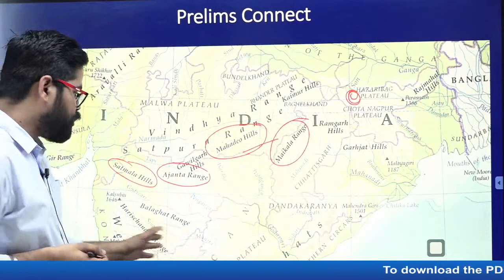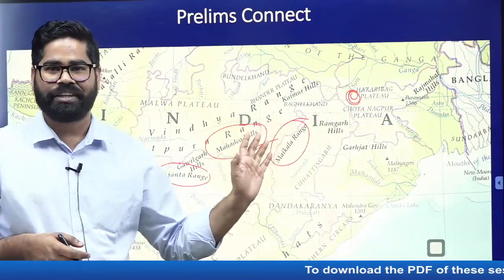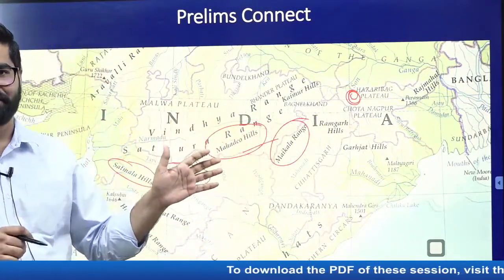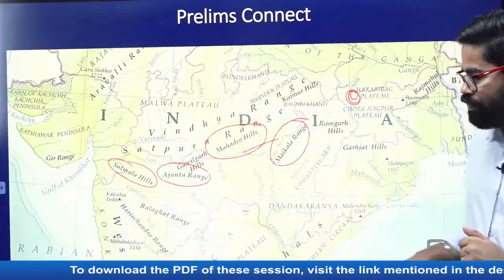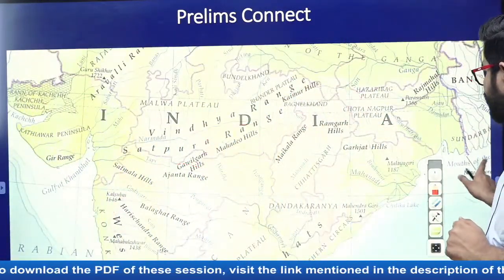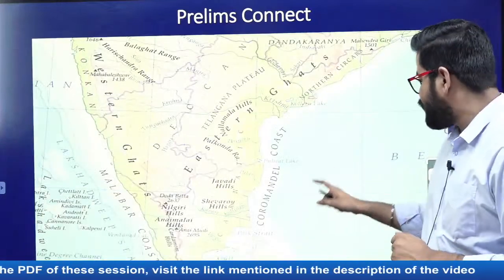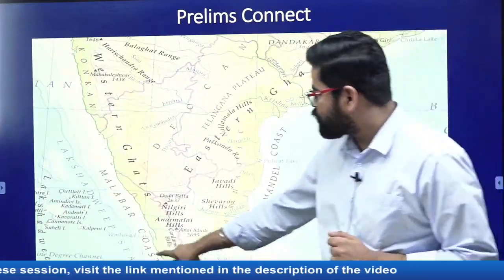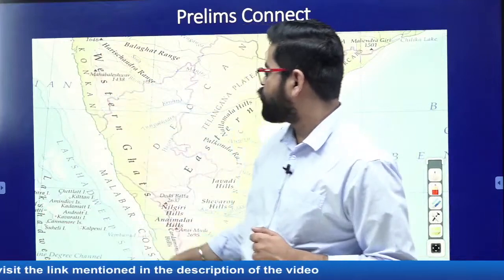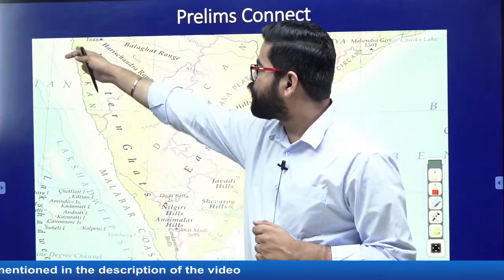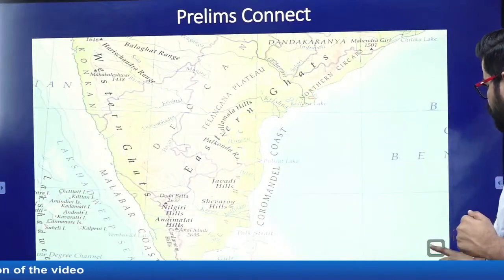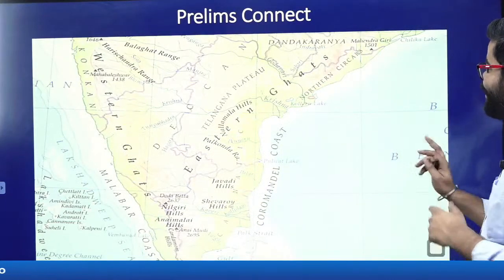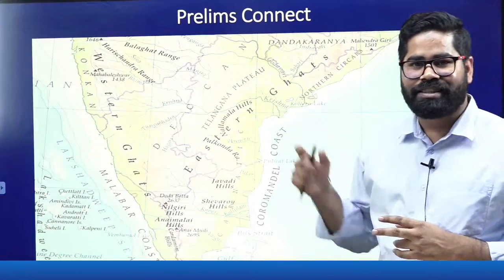So Kamur Hills is nowhere near the Konkan coast. It is very, very far away from the Konkan coast. So that is another part. Then if we look at the southern portion, like you can see, this is our Coromandel coast, this is Malabar coast, and this is Konkan coast. So Konkan coast is the part of your Maharashtra, and then you have Goa also. So in this region we don't have this Kamur Hills.